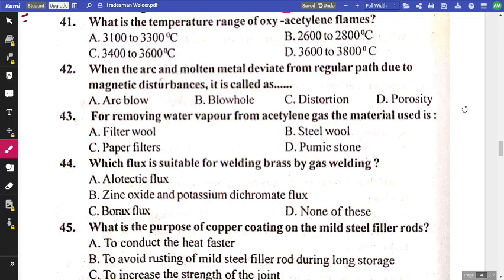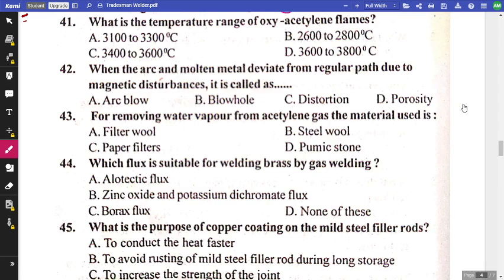Here is the second part for the question paper discussion. This is a question paper from Kerala PSC 2014 exam conducted for Welder Tradesman. And this is the second part. In the first part we have already discussed 40 questions. Today we will be starting from 41st question.